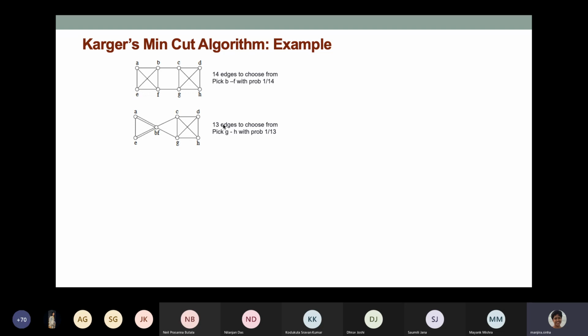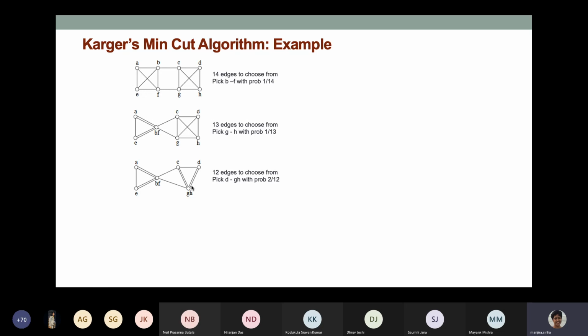So again I pick G to H with a probability of 1 by 13, because again this is an undirected graph and all the edges are equally likely. Now if I pick GH, what will happen? G and H, two distinct nodes, will collapse to one single point, that is GH. So now from 12 edges, I pick randomly the edge D to GH, with probability, what? 2 by 12.